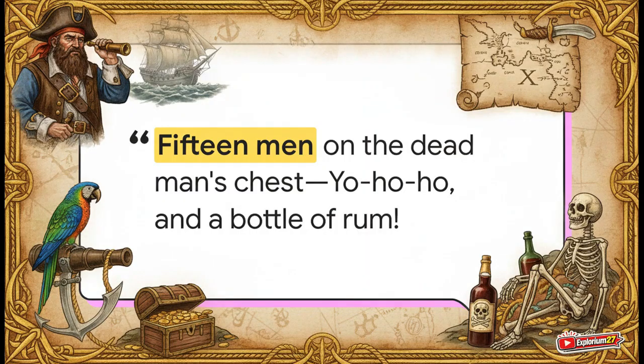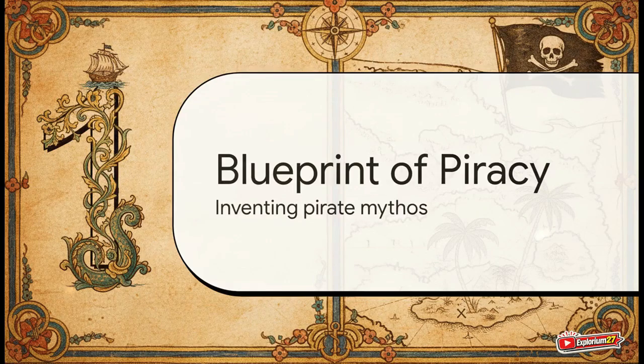Okay, let's jump right in with something you definitely know. 15 men on the dead man's chest. Yo-ho-ho and a bottle of rum. Now, that sounds like an ancient, authentic sea shanty, right? Well, it actually isn't. Stevenson penned that straight out of his own imagination, specifically to set the mood for this novel. Part 1, The Blueprint of Piracy.